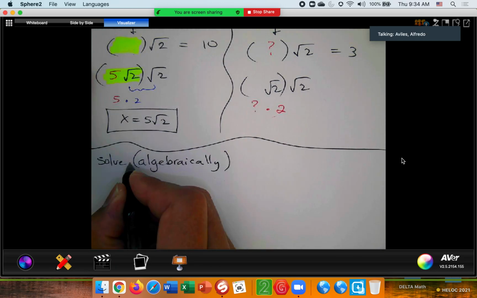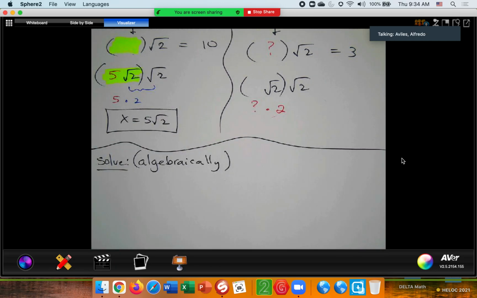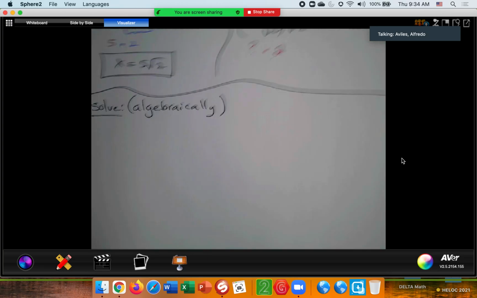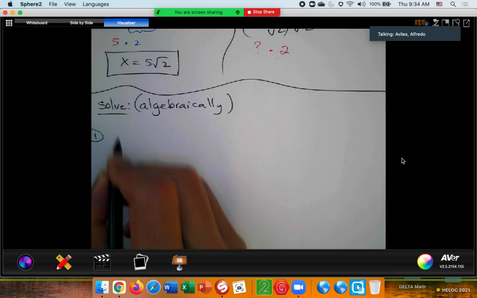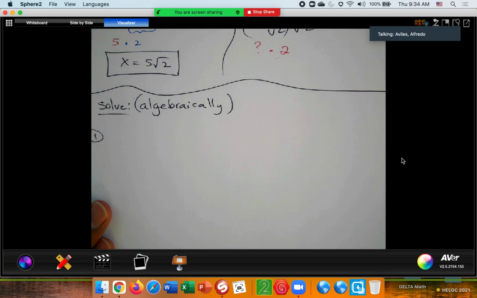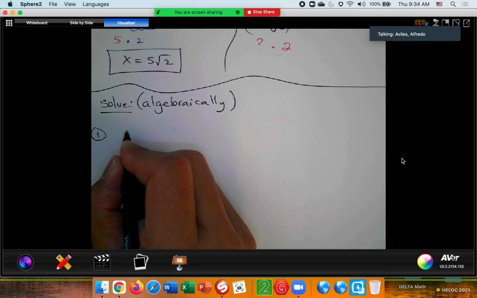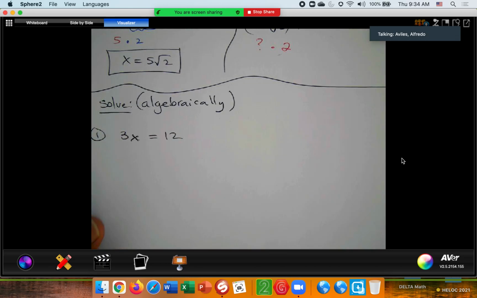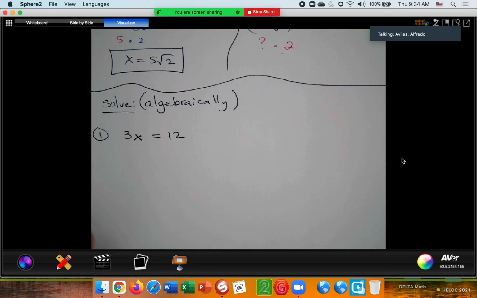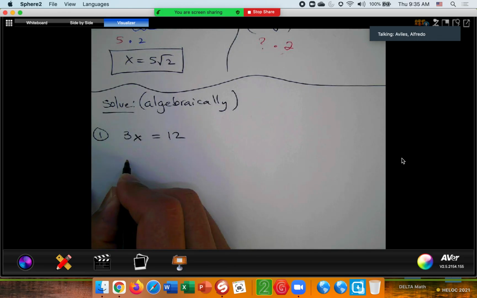It's gonna have a similar approach. Okay, here it is. Let's start with something really easy, and I'm gonna go fast. Number one, if I have, forget about radicals for a bit, if I have 3x equals 12, I mean, come on. This is like pre-algebra, algebra 1, right? You know how to solve this.